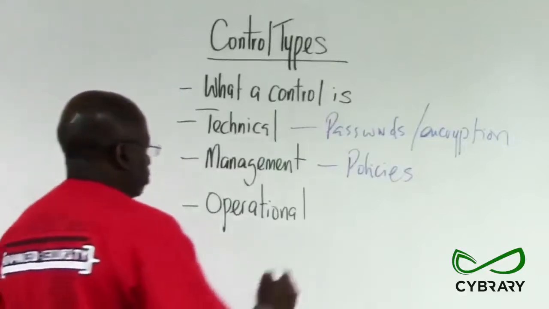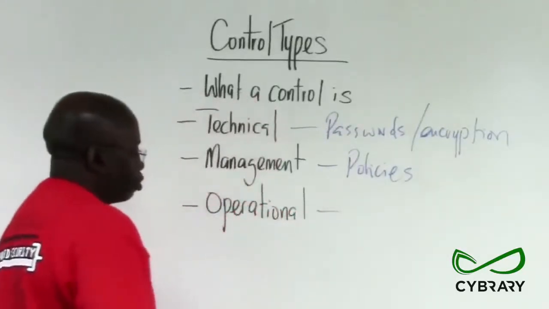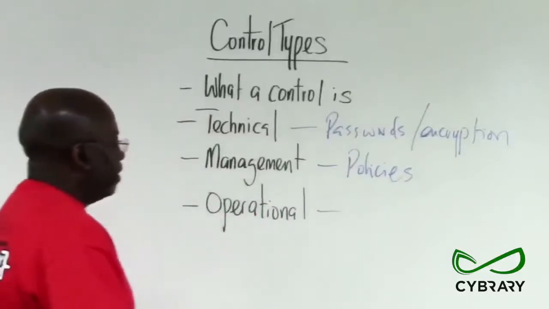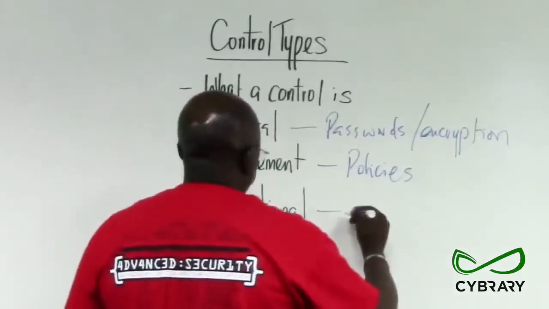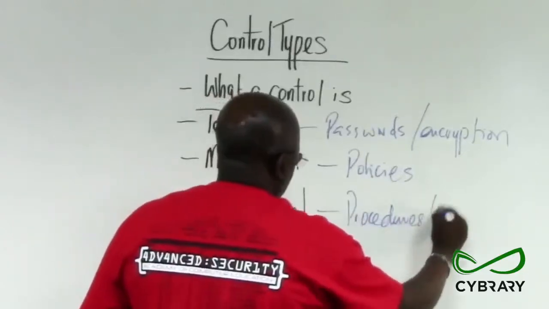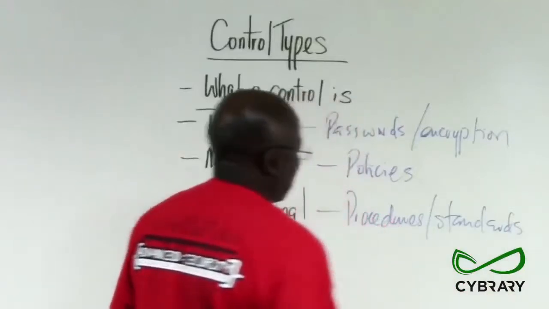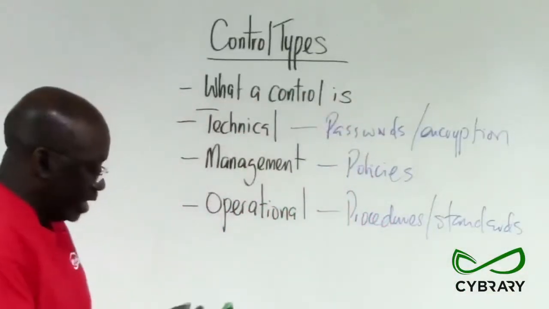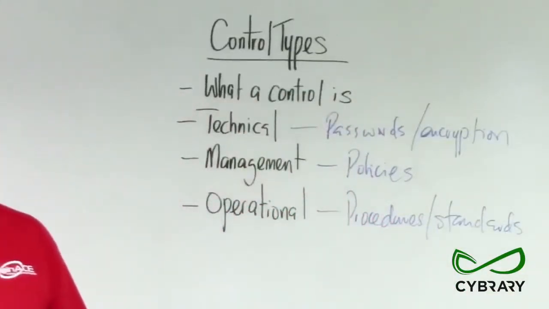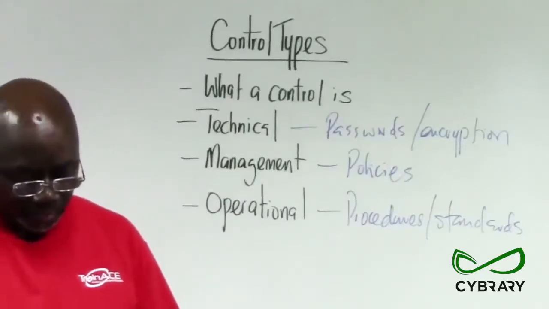Operational controls govern the operation within the business environment, and this could be in the form of procedures, standards, and best practices. All of these are to implement and enforce the directives of management.